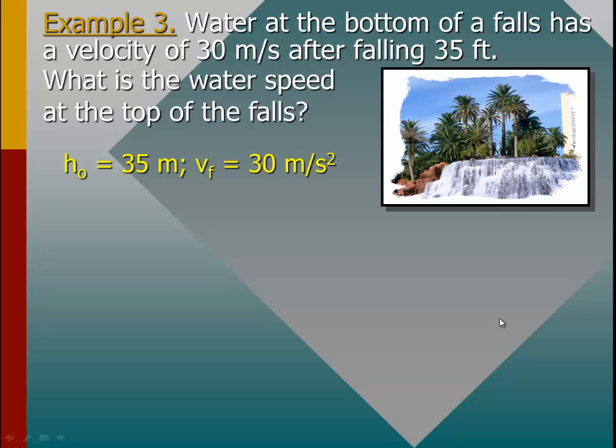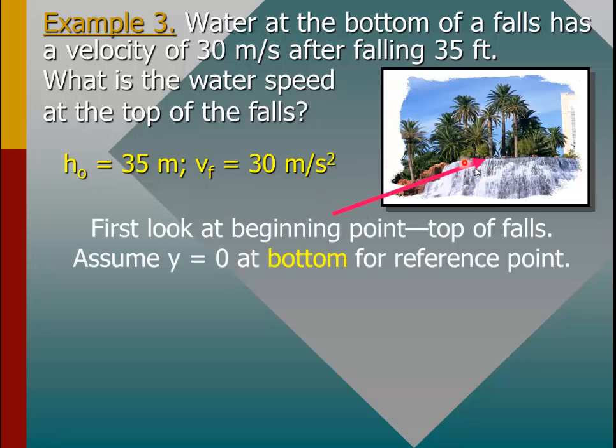Water at the bottom of the falls has a velocity of 30 meters per second after falling 35 feet. What is the water speed at the top of the falls? So again, another typo here. This should be meters because we have a height of 35 meters. And water at the bottom of the falls has a velocity of 30 meters per second, so this should be second, not second squared. What is the water speed at the top of the falls?